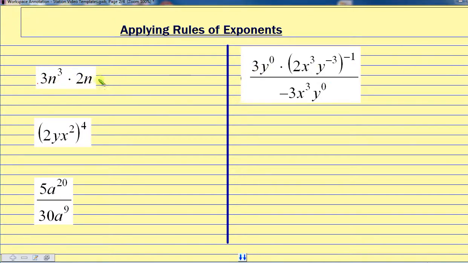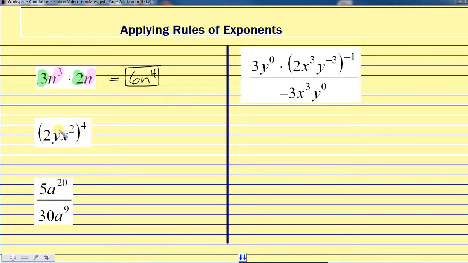So the coefficients multiply just like they always have. 3 times 2 is going to give us 6. Now as far as the exponents go, we've got n to the third, which is n times n times n, times n to the 1. So n times n times n times n. So we're increasing it by 1 power, 3 plus 1 more power. So we have n to the power of 4. So when we're multiplying, coefficients multiply like they always have, but multiplying will increase powers by however many more you're multiplying by. So 6n to the 4th is the simplified version of that one.